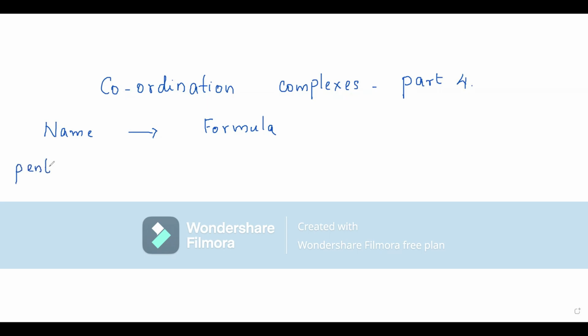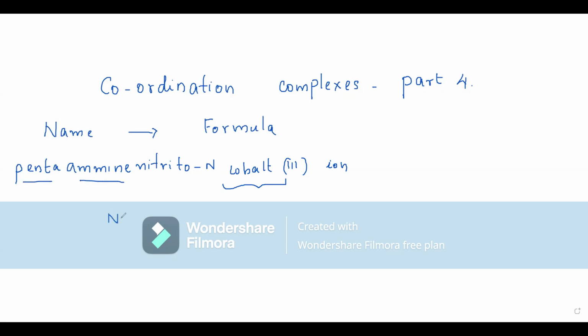So the first example that we are going to take is pentaamminenitrito-N cobalt(III) ion, which means this is not a coordination compound. This is just a complex ion. And cobalt here is not cobaltate, but cobalt. So we can understand that this is a cationic complex.